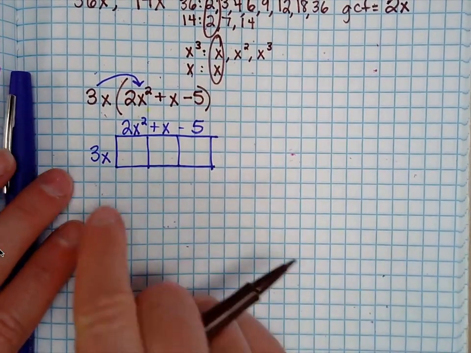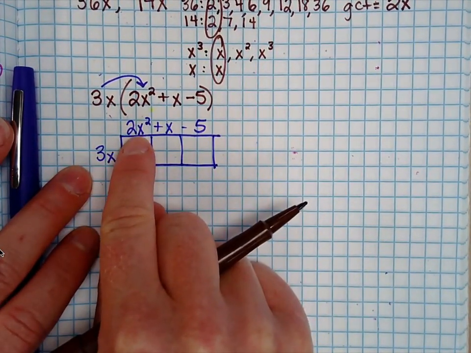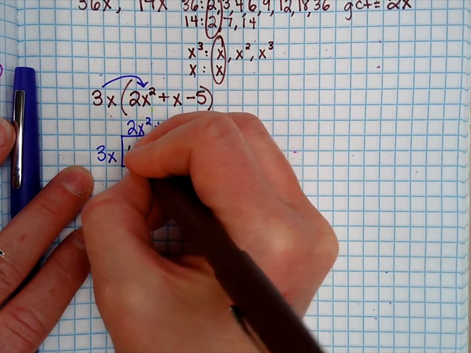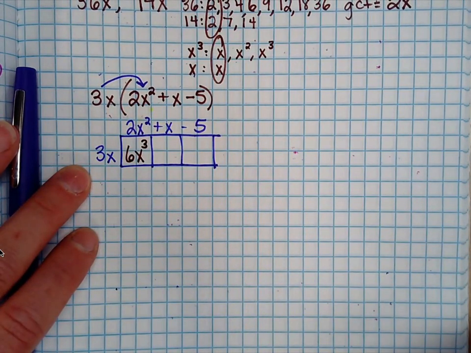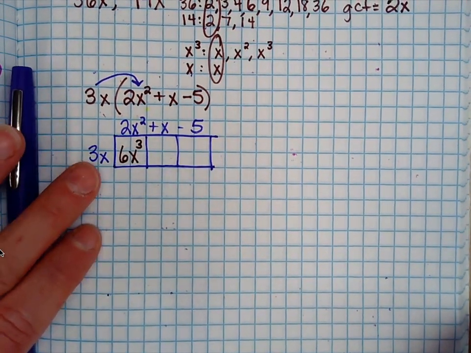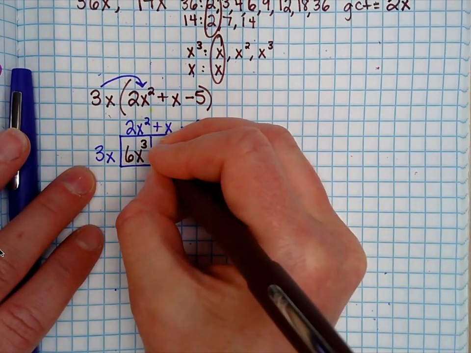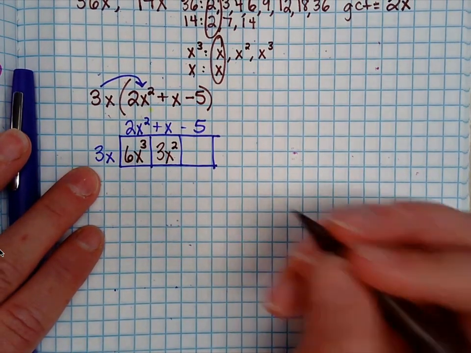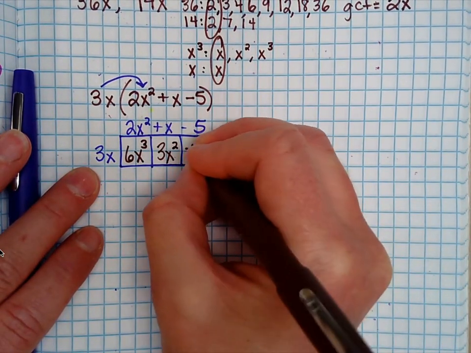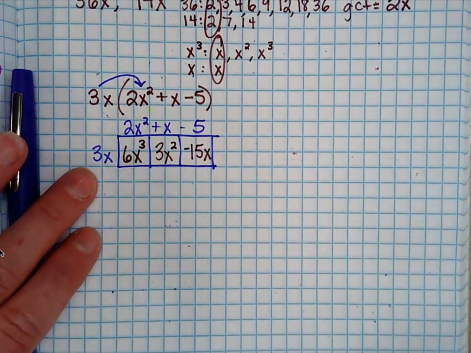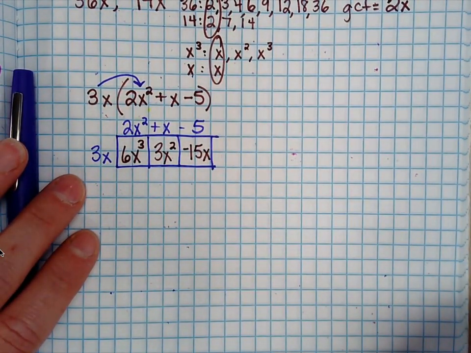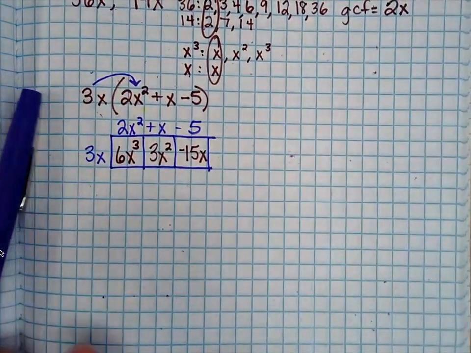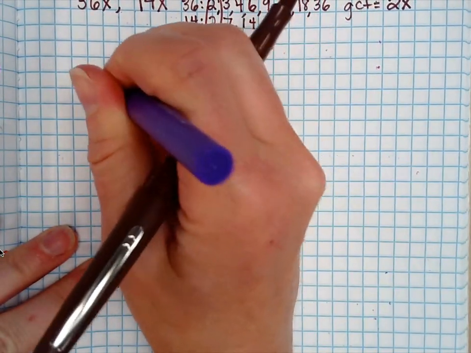I'm going to show you the box though. 3x times 2x squared. 3 times 2 is 6. x times x squared, x cubed. Then we have 3x times x, 3x squared. Then we have 3x times a negative 5, negative 15x. And on one like this, we don't have to combine anything. There's nothing to combine.